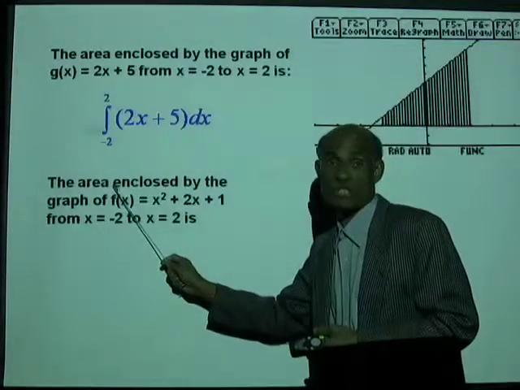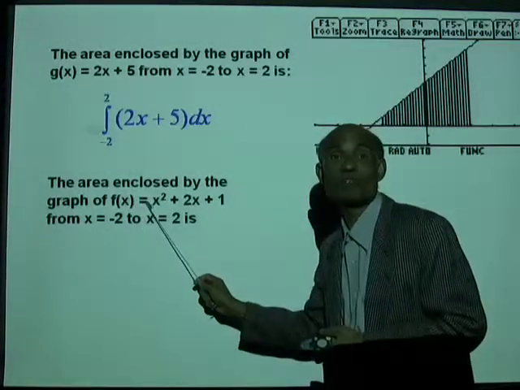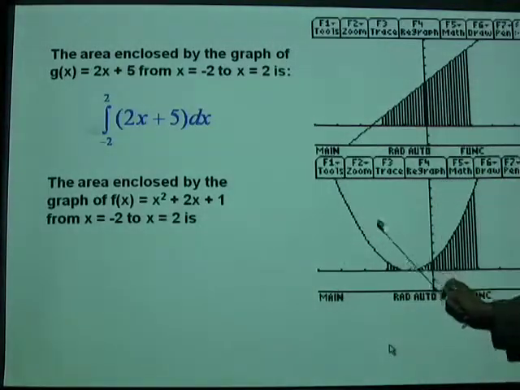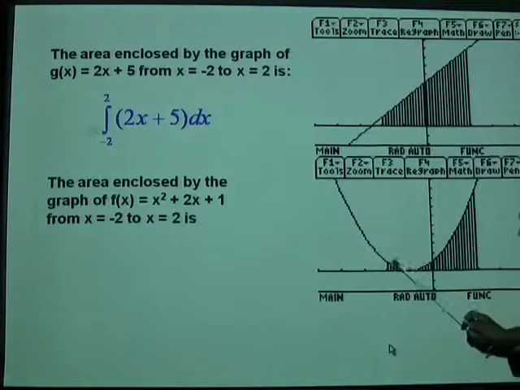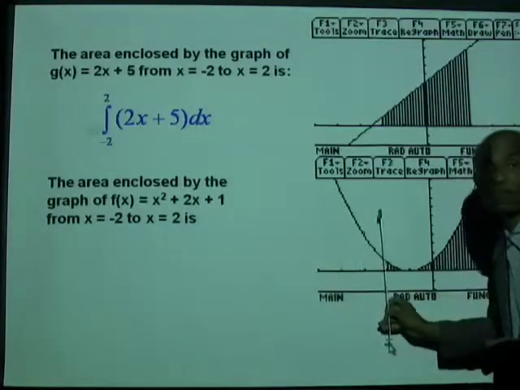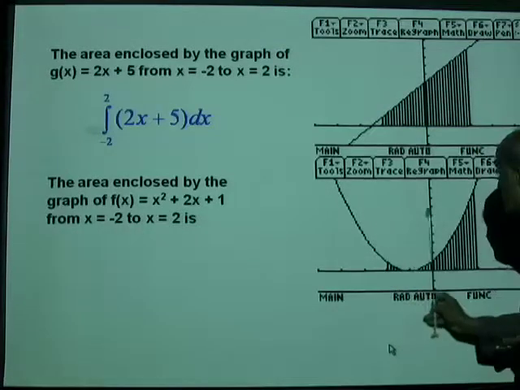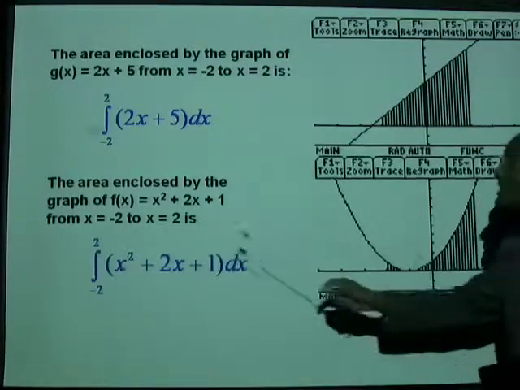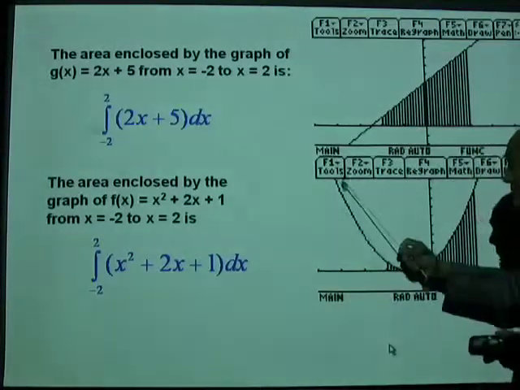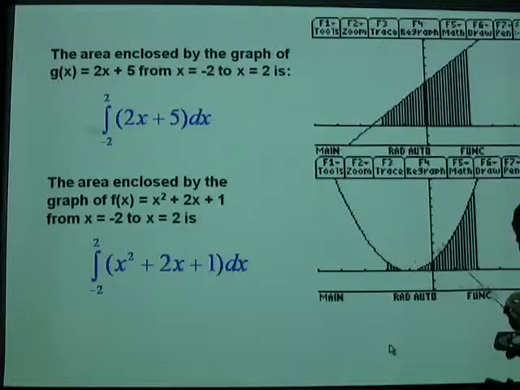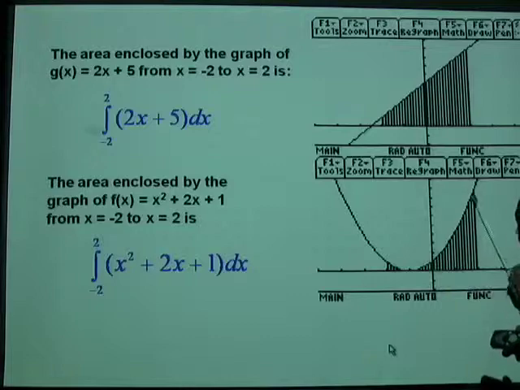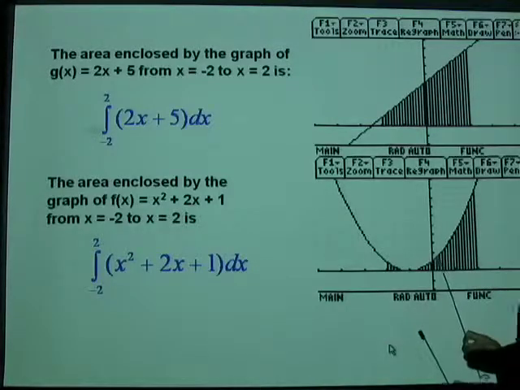Now, let's take the other function, f of x equal to x squared plus 2x plus 1, and look at that area. The area enclosed by f of x equal to x squared plus 2x plus 1 from x equal to -2 to x equal to 2 is this definite integral. And this is a measure of the area enclosed by the graph of f of x with the x-axis from x equal to -2 to x equal to 2.